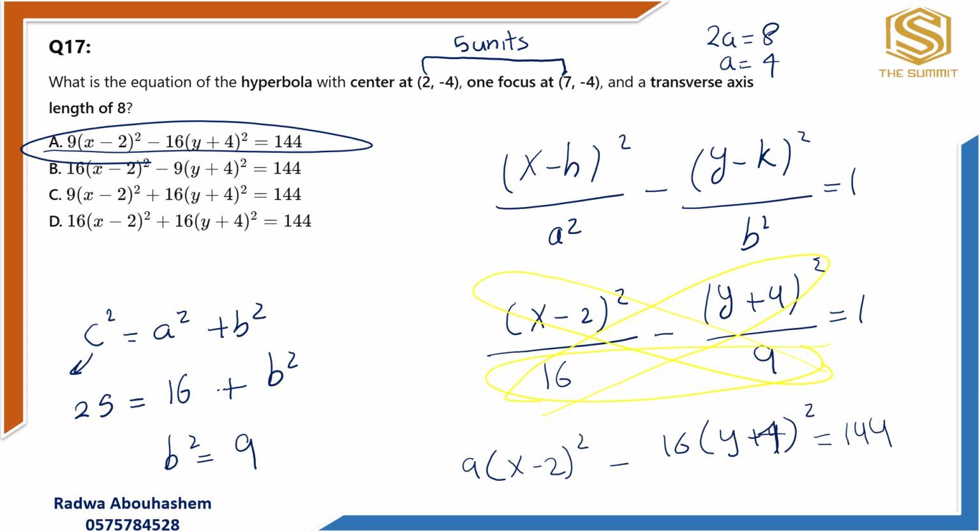Actually, you could choose the answer without doing any of this, because you know that the hyperbola has a negative sign between the x and y, right? So only choices A and B have this. So maybe one of your answers is A or B, so I could neglect these choices.